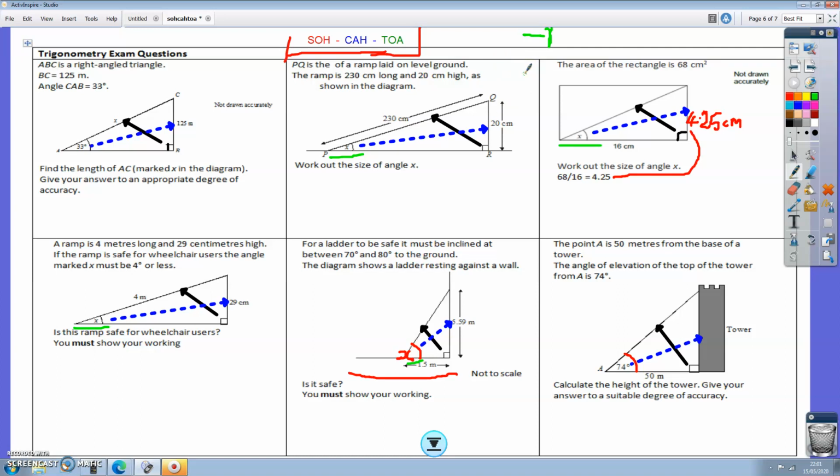Give it a go, see how you get on. I'll pause the video now, and I'll have the answers coming up shortly. So if you pause the video, give it a go, see how you get on.